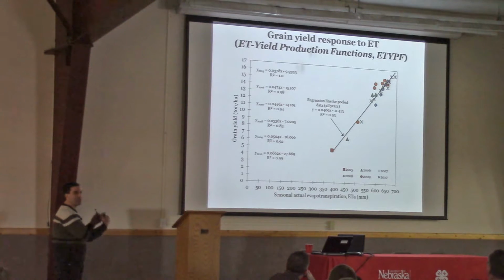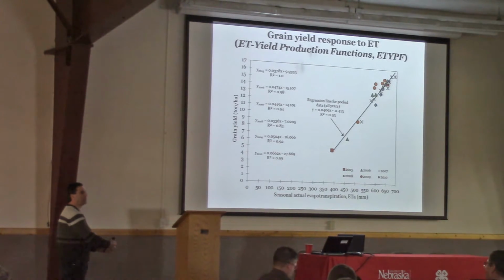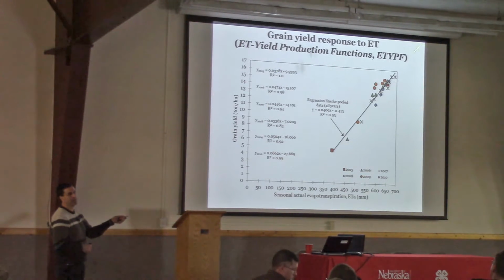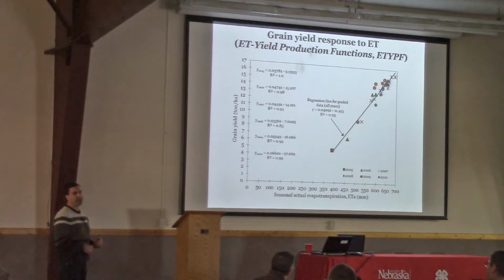So irrigation yield production functions show the increase in yield per inch of water applied. Now I'm switching to ET yield production functions. This time the big difference is yield expected per inch of water used, not applied. Why are these different? Why are these significantly different, irrigation yield production function versus ET yield production function?